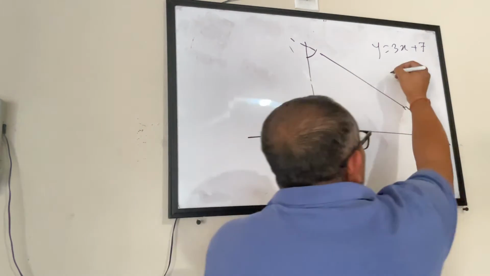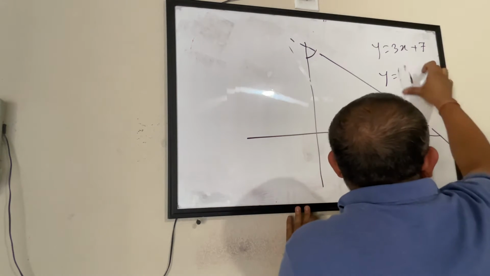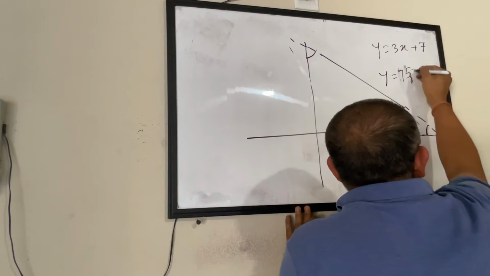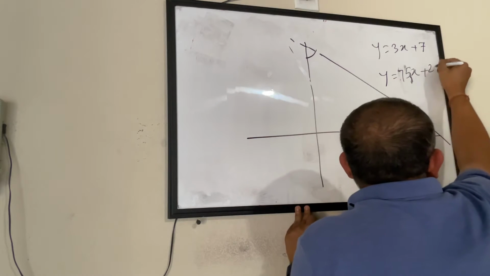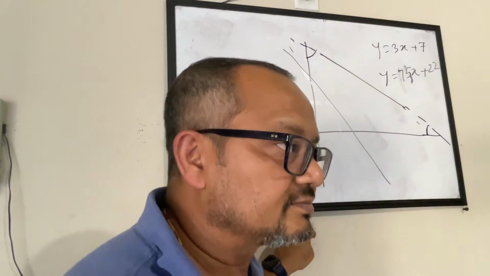Now, let's look at another line. Let's say y equal to 75x plus 22. I'm just making it up again. This is drawing another line.